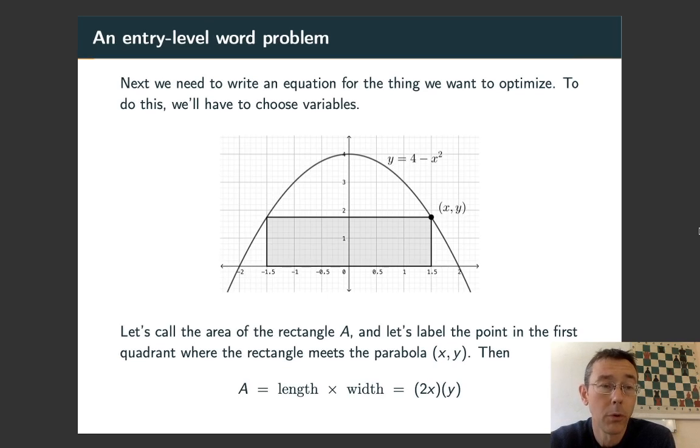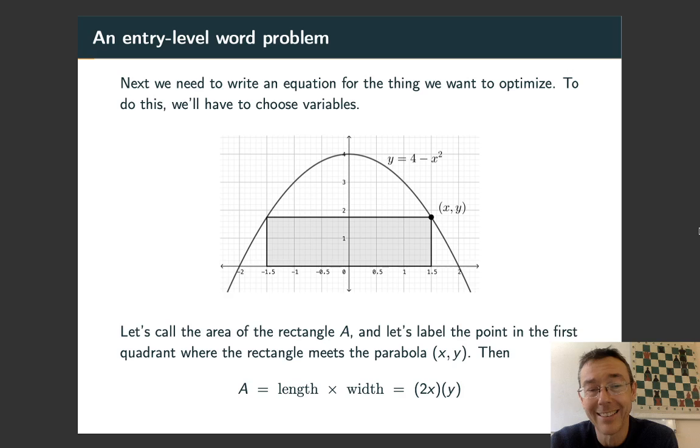Next, and this is true for all word problems, we want to try and write an equation for the thing that we want to optimize. To do that, we have to choose variables. The choosing variables and writing an equation really go together. So here, I'm trying to optimize the area of a rectangle. So length times width or base times height. That's the equation I want to make. In terms of variables, since they already gave us 4 minus x squared, I'm going to pick my variables to be x and y, where x comma y is a point that lies on this graph. In particular, I'm going to restrict that point to have to be in the first quadrant.